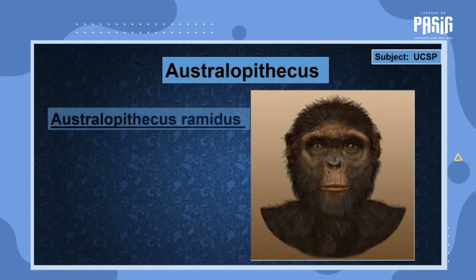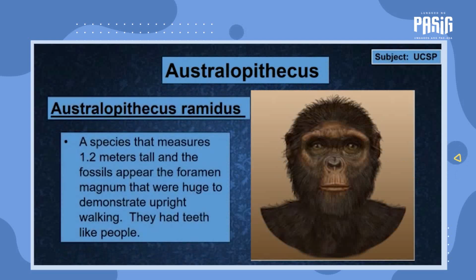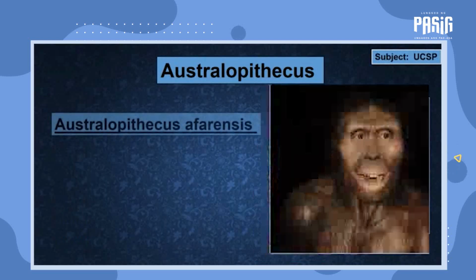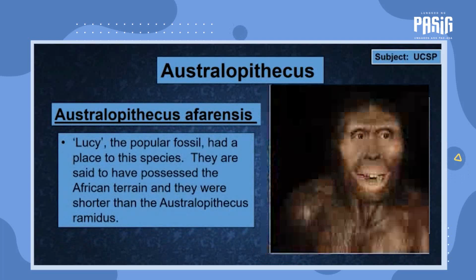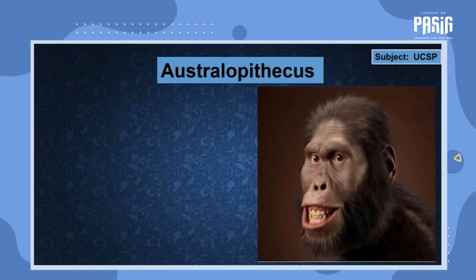Australopithecus ramidus, a species that measures 1.2 meters tall, and the fossils show a foramen magnum large enough to demonstrate upright walking. They had teeth like people. Australopithecus afarensis, also called Lucy, the popular fossil, belonged to this species. They are said to have occupied the African terrain, and they were shorter than Australopithecus ramidus. They had a small skull with flat noses and no chin. They were able to walk on two legs, but their legs were slightly bowed, which made their walk somewhat ape-like. The bowed legs, fingers, and toes enabled them to climb trees and live there. They had huge teeth and jaws.